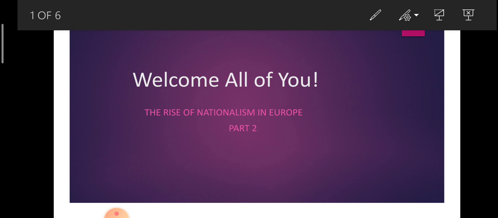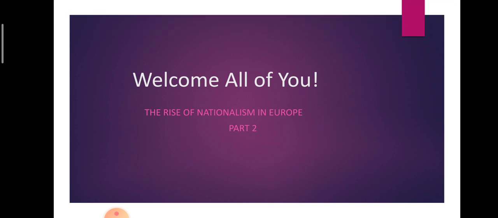This is part 2 of your history chapter, The Rise of Nationalism in Europe. In part 1, we already discussed the introduction of the chapter and what we are going to study in the chapter. We talked about what form of government prevailed in Europe before, and how the people wanted to move towards freedom and liberty and how they wanted the empires to become a nation state.